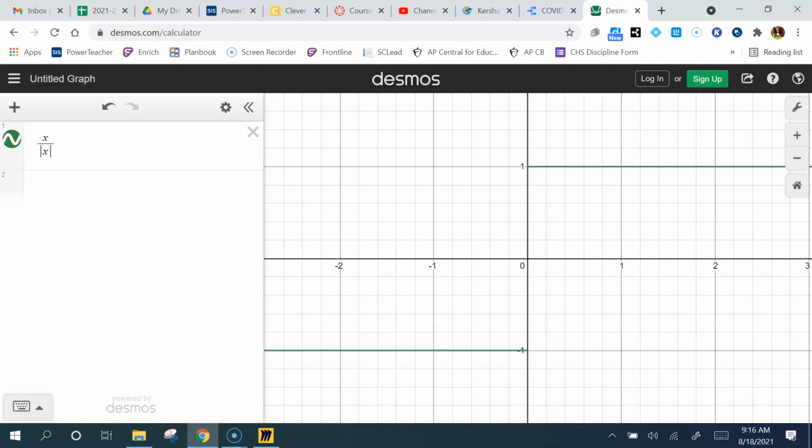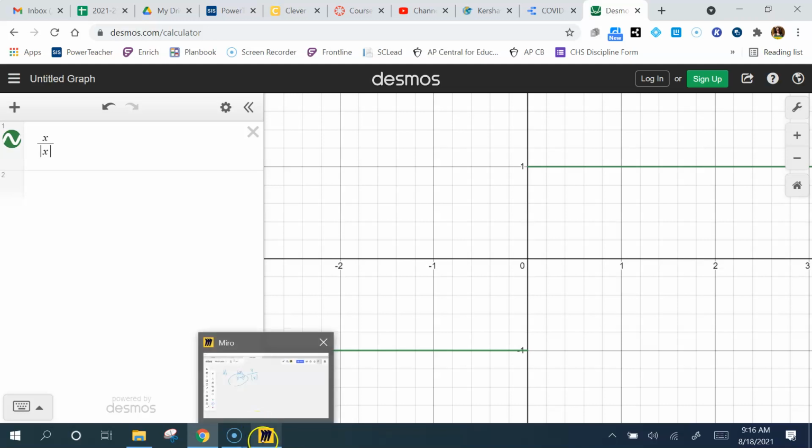Anything divided by itself is 1, right? Except 0. We had this discussion at my house night before last. You cannot divide by 0. Anything except 0.